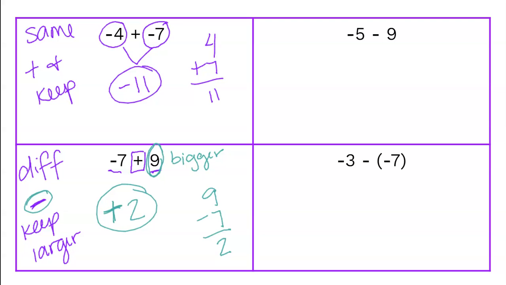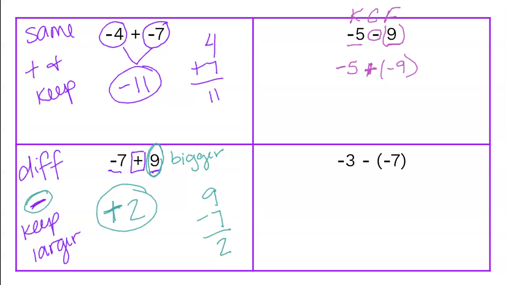Next problem here, we have -5 minus 9. Since it's a subtraction sign, we want to keep, change, flip. We're going to change this to an addition problem. So we're going to keep the -5, change the subtraction sign to addition, and then we're going to flip that +9 to a -9.